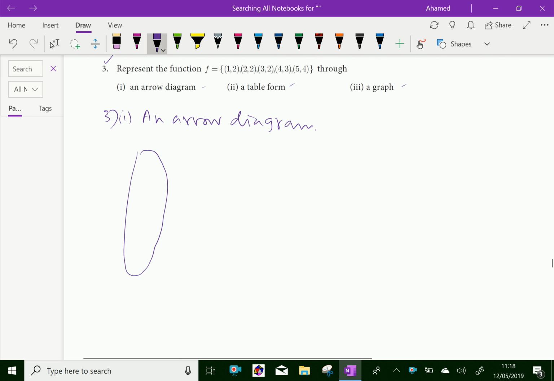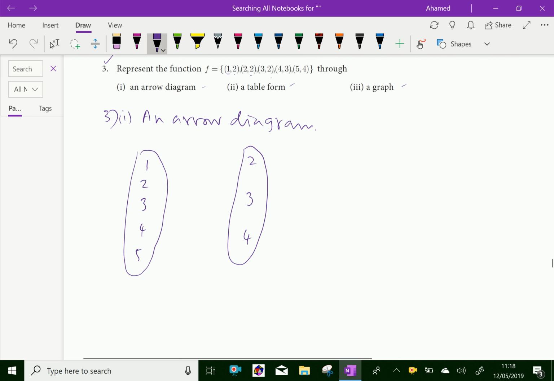Here, the ordered pairs are given. First, we have to write the first numbers of the set: 1, 2, 3, 4 and 5. And the second numbers of each pair are written here: 2, 2 is already here, 2 and 3 and 4.